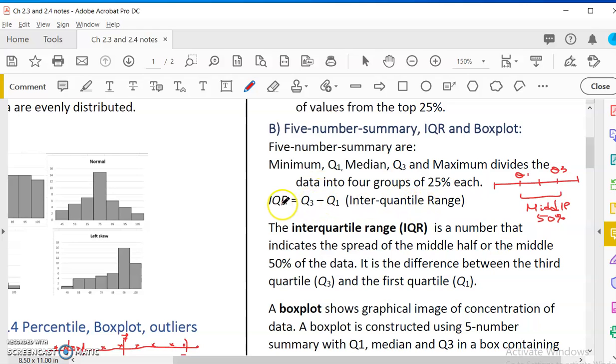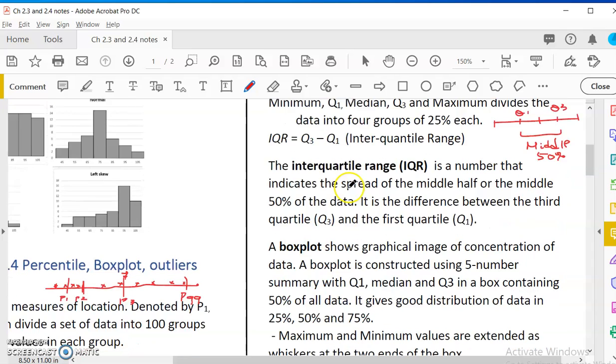Some calculators will calculate IQR. If they don't calculate IQR for you, you calculate it yourself by subtracting Q3 minus Q1. It's a number that indicates the spread of the middle 50% of the data. It's the difference between the third quartile and the first quartile.